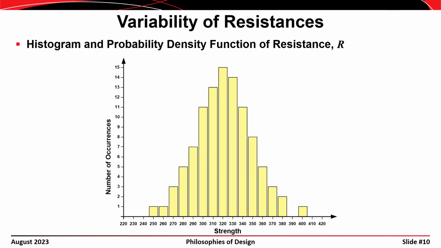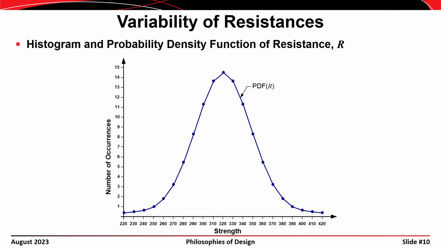Anyways, what we'll do is we'll take this histogram for resistance. We'll fit a probability density function to it, just like we did for strength. And then we'll work with that probability density function instead of working with the histogram.